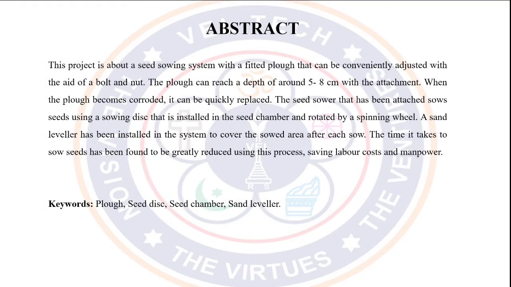Abstract. This project is about a seed sowing system with a fitted plow that can be conveniently adjusted with the aid of a bolt and nut. The plow can reach a depth of around 5/8 cm with the attachment. When the plow becomes corroded, it can be quickly replaced.